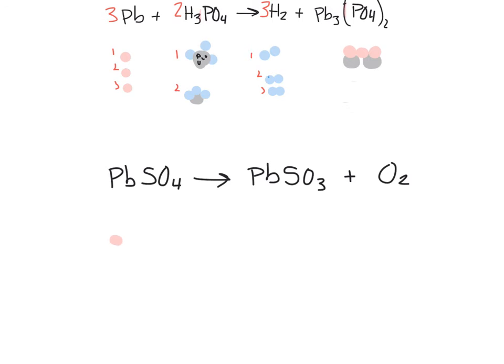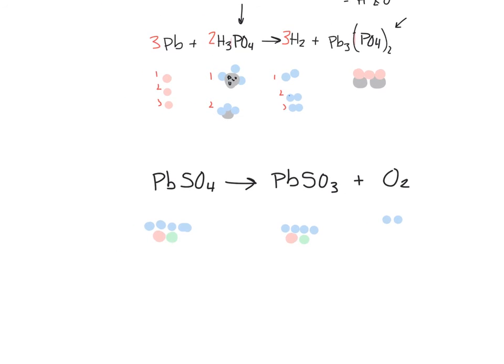I'm going to draw lead again over here, and sulfur can be green, and we apparently have 4 oxygen. Ooh, this is going to be a brutal one, I can tell. Okay, sulfur is still green, and oxygen can be blue. And so hopefully that's clear. Maybe I'll put a legend just so that we don't forget. So lead is red, sulfur is green, and oxygen is blue.